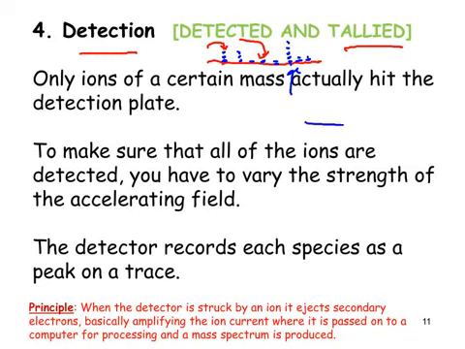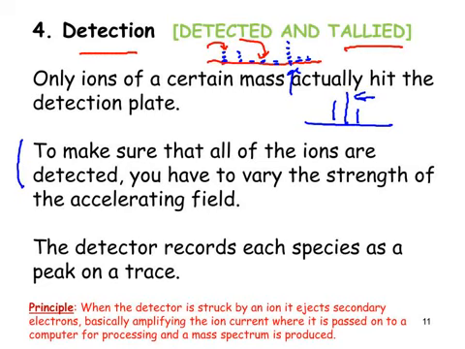And this is what's going to create then these lines on the graph. And of course, the bigger the line, the bigger the tally. And we'll see how we use the heights of the lines, or in the case of peaks, it should really be the area under the peak, how we compare those to work out the relative abundance of each of these positive ions hitting the detector.